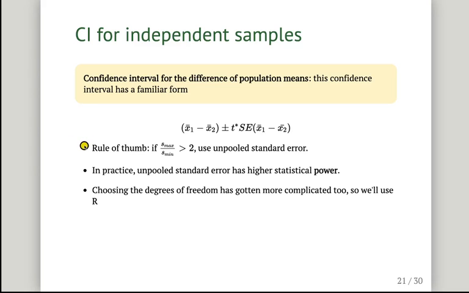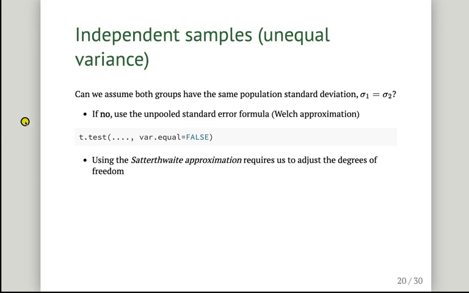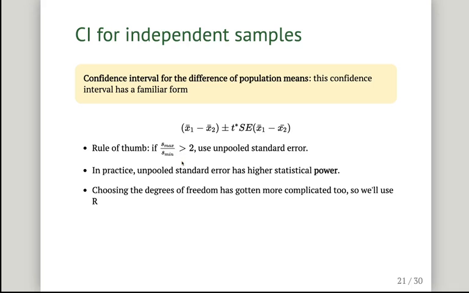If the ratio of the biggest standard deviation to the smallest standard deviation is greater than 2, use the unpooled standard error. What that means is, assume that the variances are not the same. This is actually the default option, so assuming that the variances are not the same is what will be done automatically. If this ratio is less than 2, you can reasonably assume the population variances are the same.